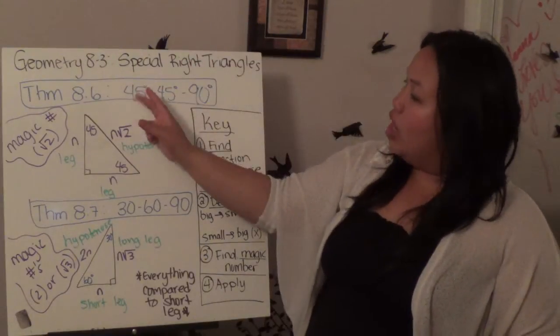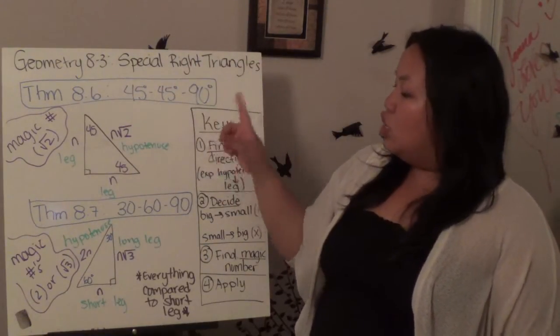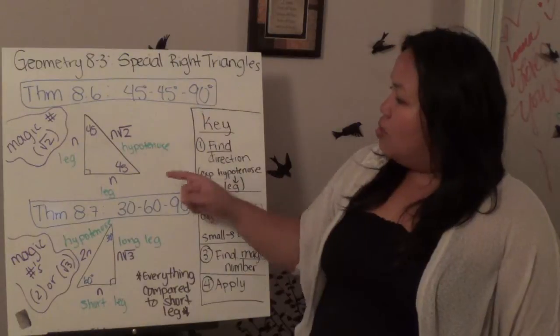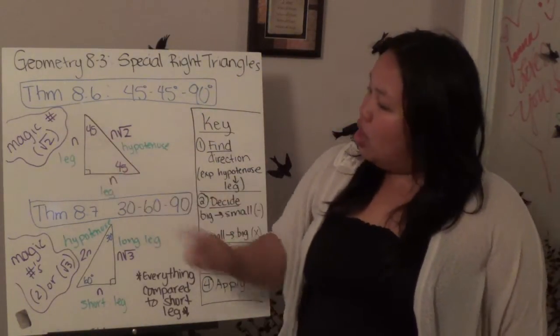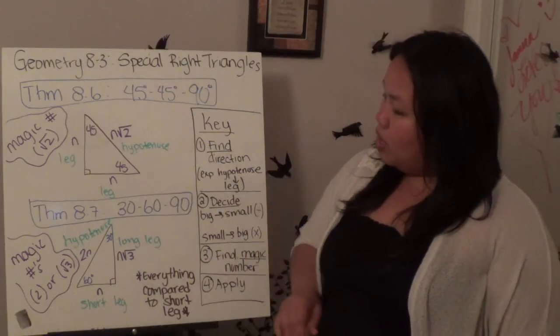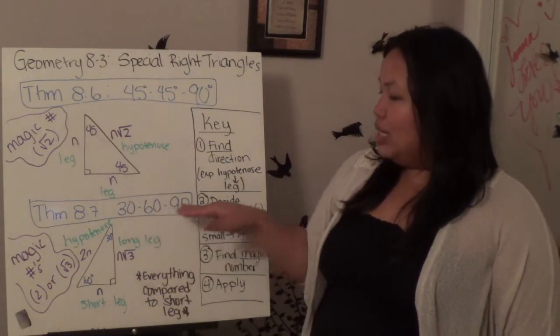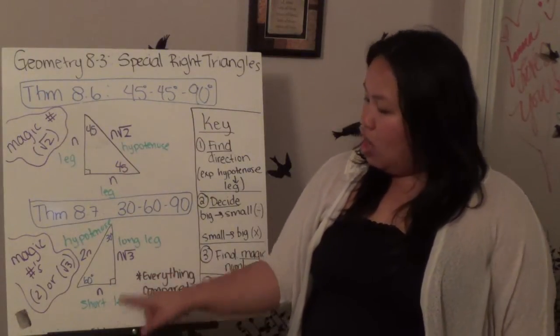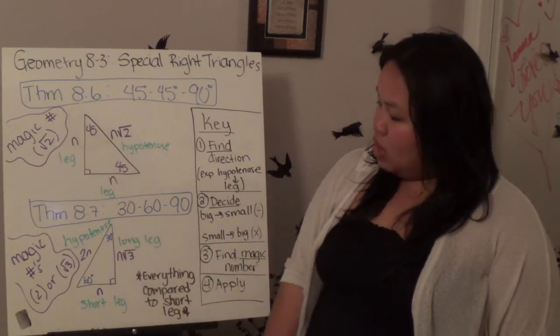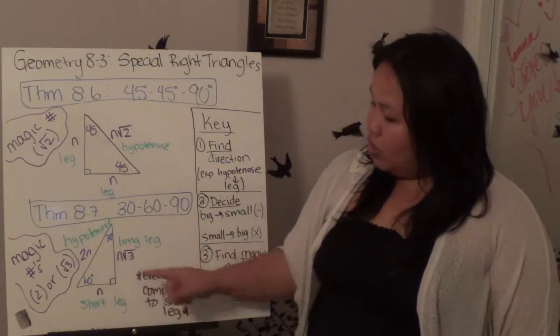In this case, this triangle is called the 45, 45, 90. Both of them have 90 in it, but this one's 45, 45, which means it's an isosceles triangle. Their legs are the same, and then you have the hypotenuse. This is called the 30, 60, 90, which has a shorter leg, a longer leg, and a hypotenuse. And their ratios are a little different, okay?